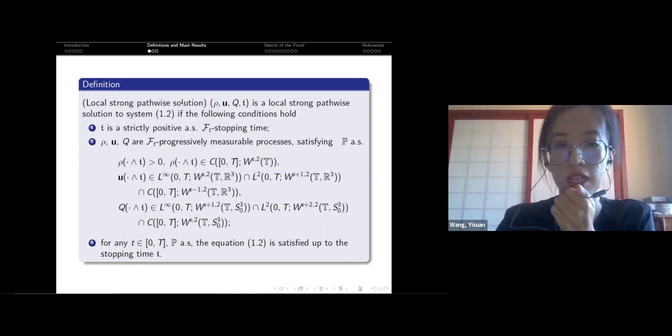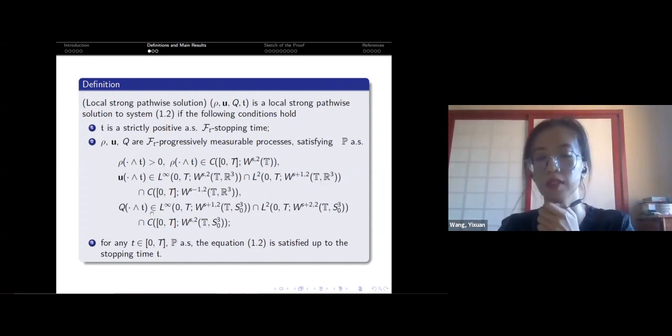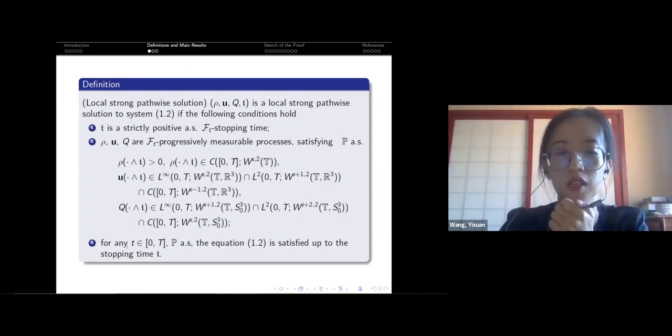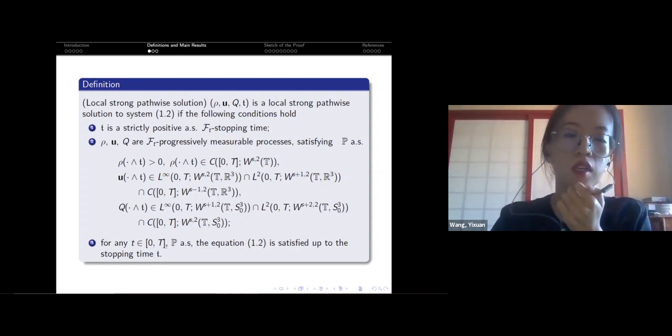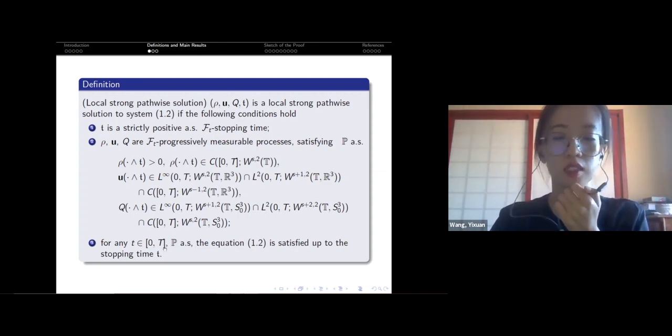So we say a local strong pathwise solution includes this ρ, u, Q and the stopping time. With this stopping time, first, it is strictly positive almost surely, an F_t stopping time. Also, this ρ, u, Q are F_t progressively measurable, and it satisfies all these conditions up to the stopping time we are given. Also, for any time t in 0 to T, the equation is satisfied up to the stopping time, that is, taking the minimum of t and this stopping time.